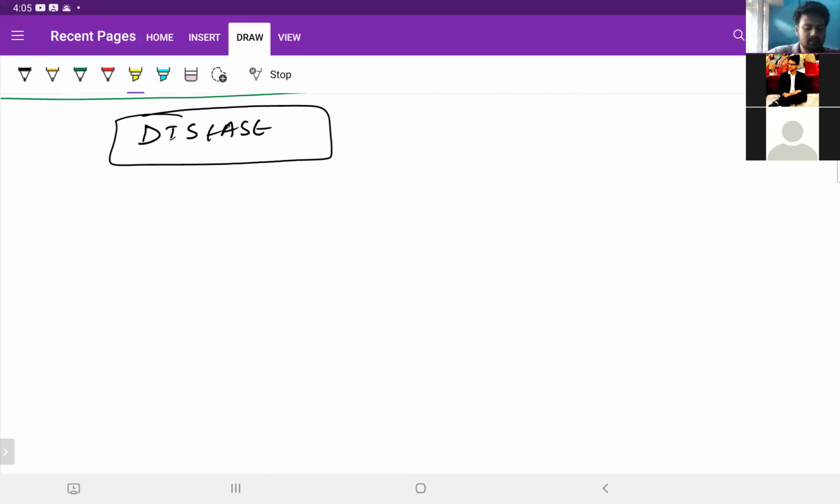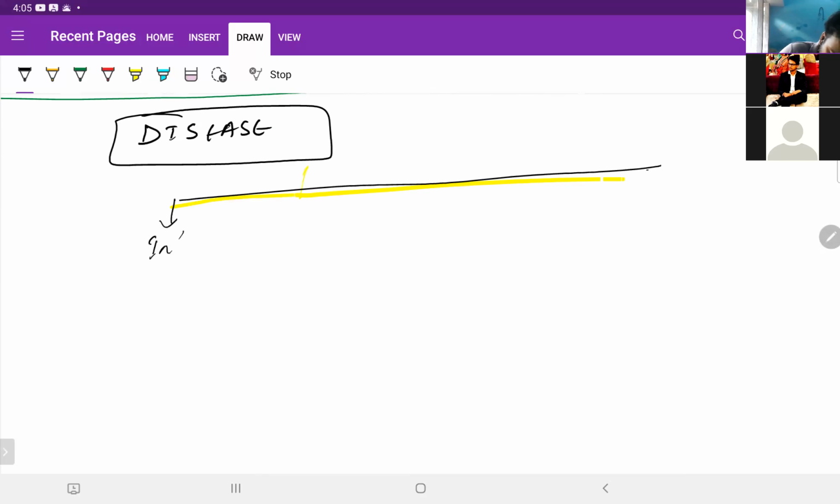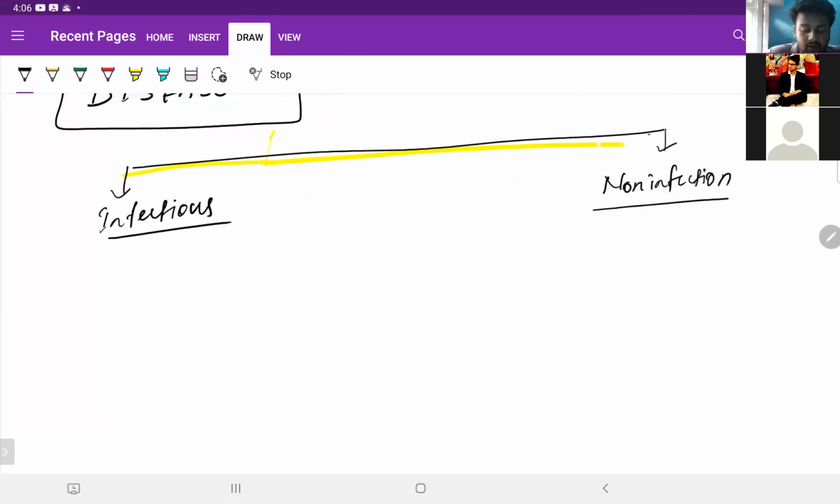Now there is another classification of disease which talks about it being infectious or non-infectious, right? So a disease can be infectious or non-infectious. So what does it mean when I say that a disease is infectious or if it is non-infectious?